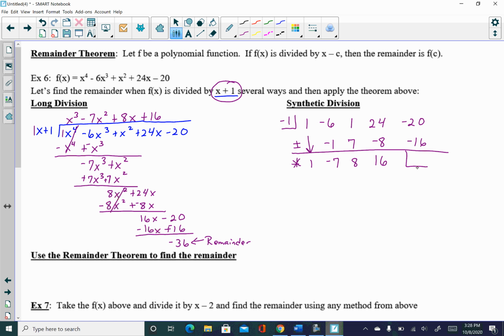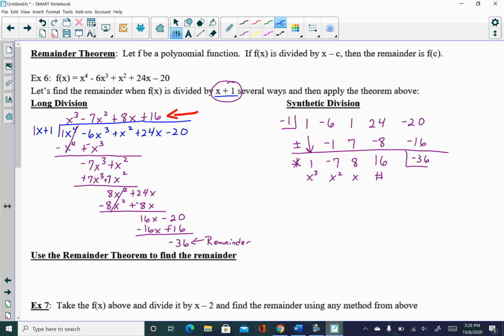That last column is always the remainder. Add down, negative 36. So sure enough, we're going to get a remainder of negative 36 regardless of what we do. And remember, this is a polynomial of 1 degree less. So if we start out with x to the 4th, here's your x cubed, x squared, x, and number. And sure enough, that's the exact same answer that we have right up here when we did long division. Okay, so that's the correlation. So now, what I want us to do is let's use the remainder theorem to find the remainder.